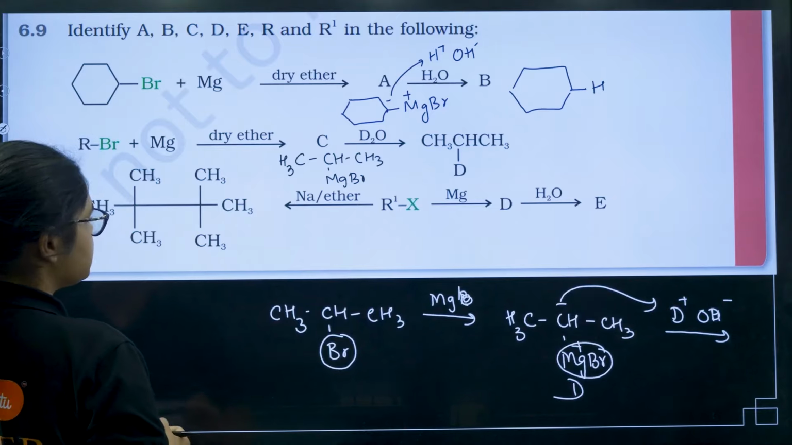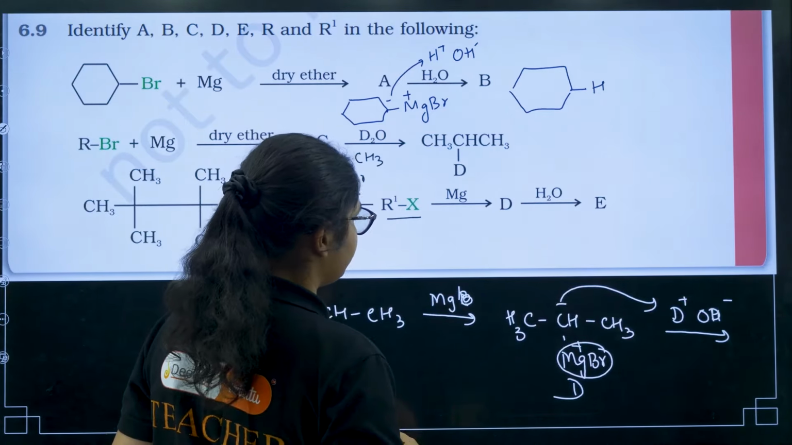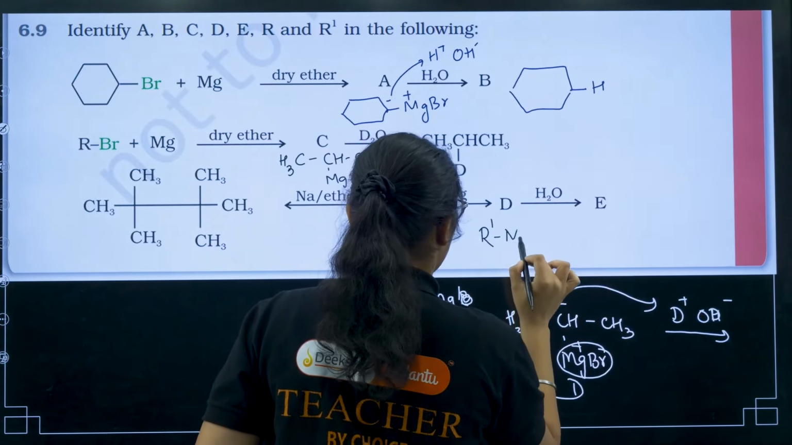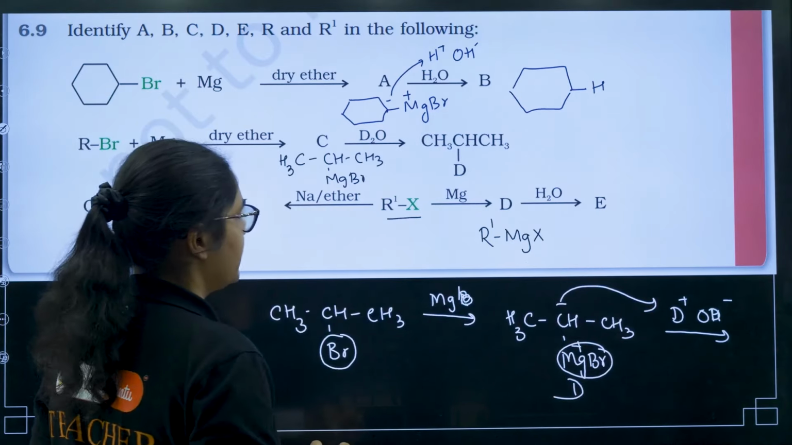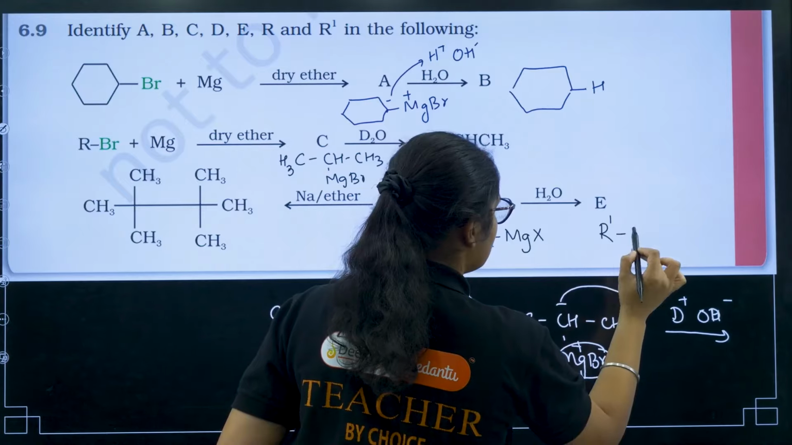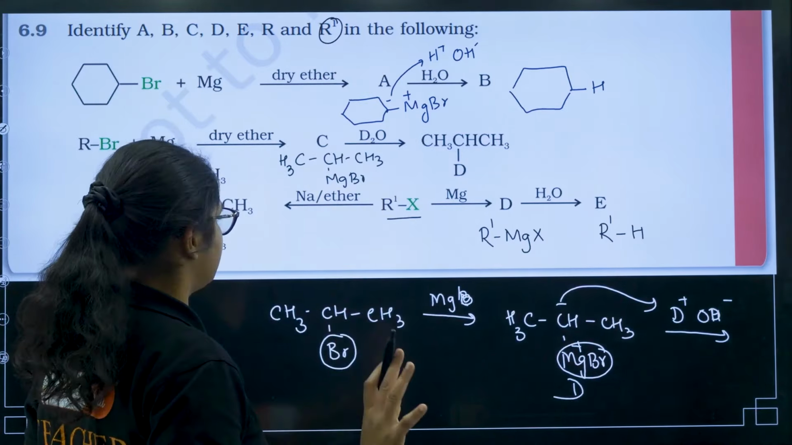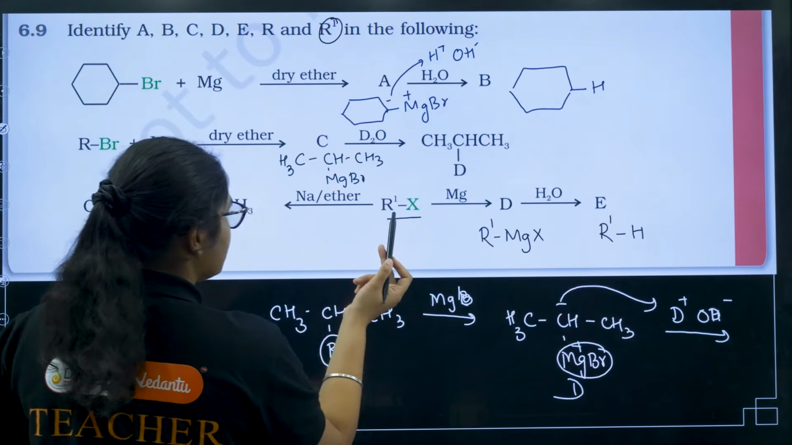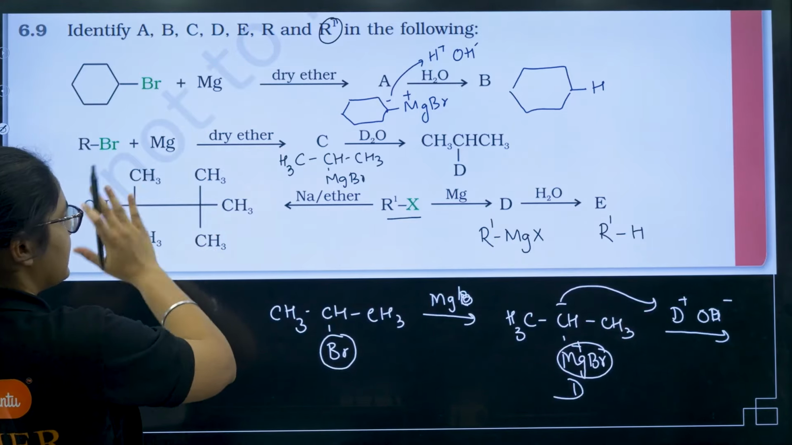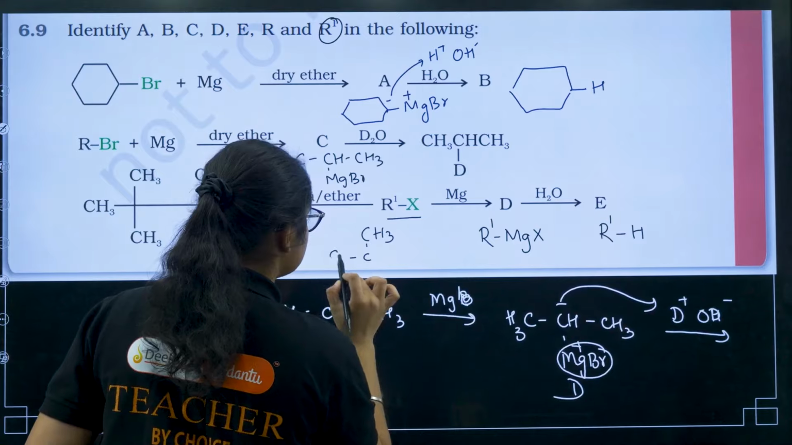Next we see here we have R1X, and if you treat it with Mg, first I will get R1MgX. Next if I treat it with water, again I will get R1 and H. But I have to find what is the structure of R1, so we will do that, do not worry. Now R1X has here, this is your Wurtz reaction, so it is exactly the replica, so I can say that RX is nothing but CH3CCH3.